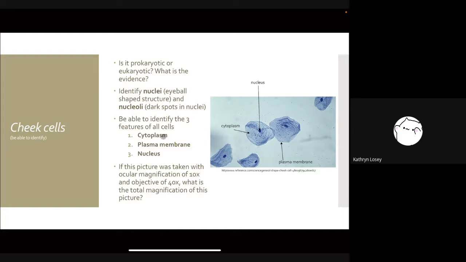Definitely, they're probably going to ask you to find at least one of these, or label it. They might point to it and say, what is this? And whether this is prokaryotic or eukaryotic.